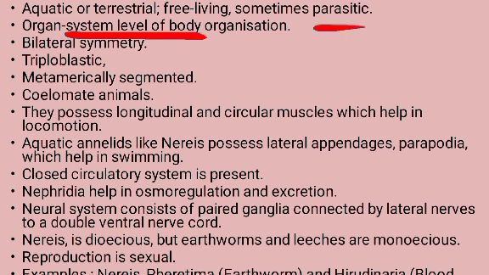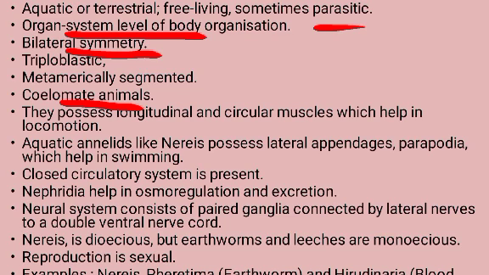Hereafter, all phyla will show organ system level of organization, and they show bilateral symmetry. They are triploblastic organisms, and they are metamerically segmented organisms. That is, their body is divided into segments, both internally and externally. They are coelomate animals. Coelomate means they have a true body cavity, so inside that body cavity all the organs are located.